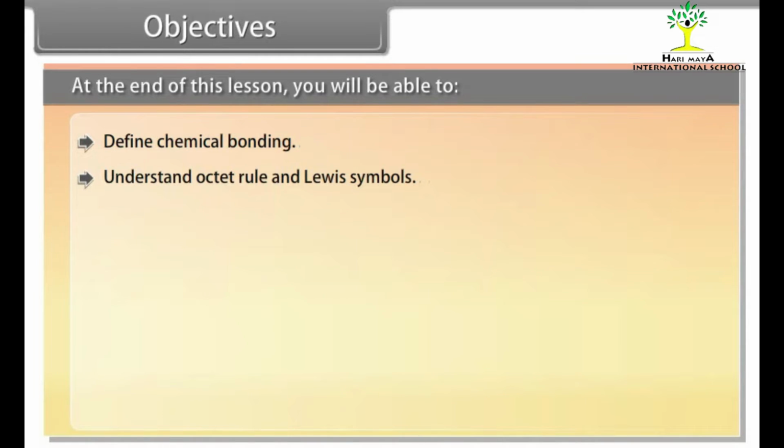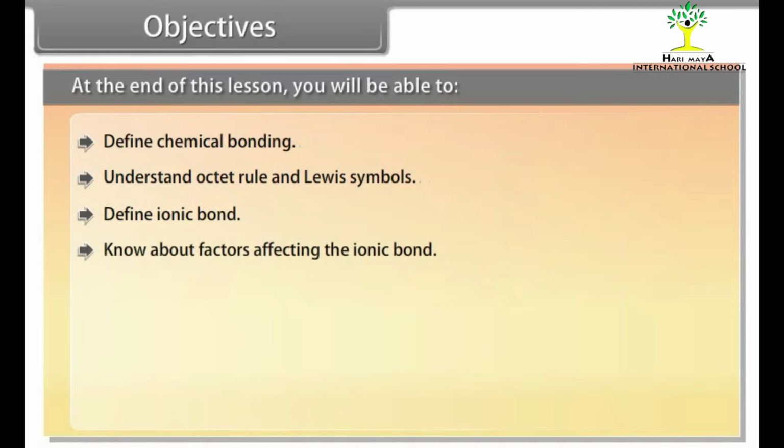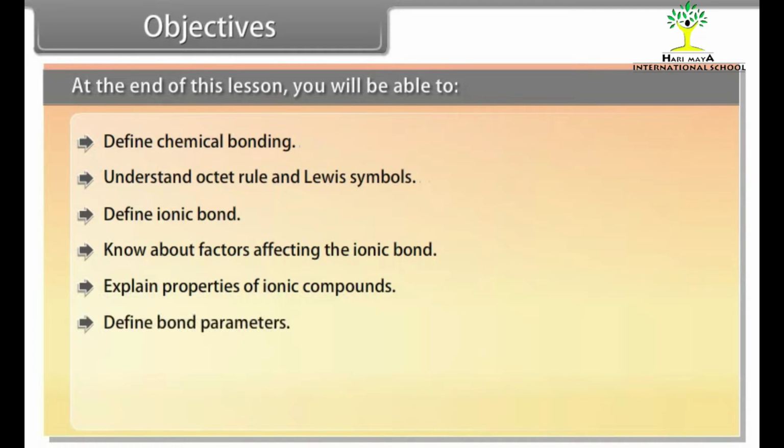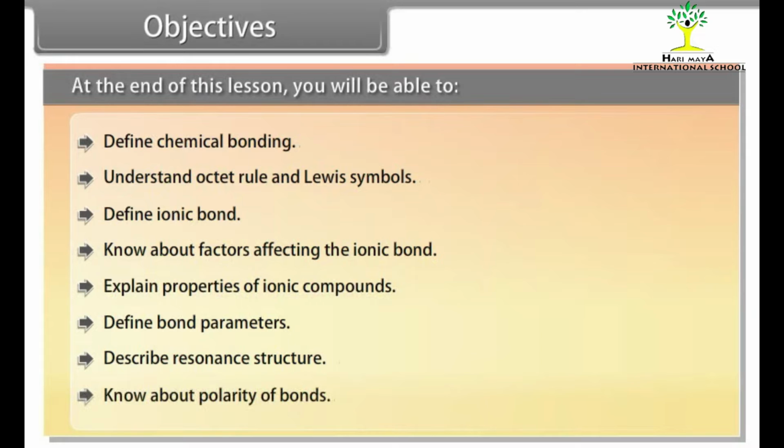Objectives. At the end of this lesson, you will be able to define chemical bonding, understand Octet Rule and Lewis symbols, define ionic bond, know about the factors affecting the ionic bond, explain properties of ionic compounds, define bond parameters, describe resonance structure, and know about polarity of bonds.